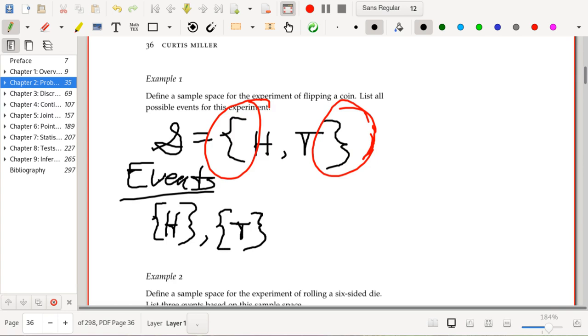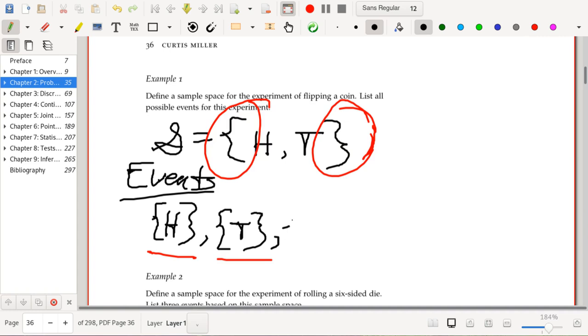And some authors like to call sets like these, sets with only one element, simple events, because they have only one outcome. Even Kolmogorov in his book on probability theory had the notion of simple events, where it has only one outcome corresponding to something that you would actually observe. I personally don't really care for the distinction myself, but students might like it.